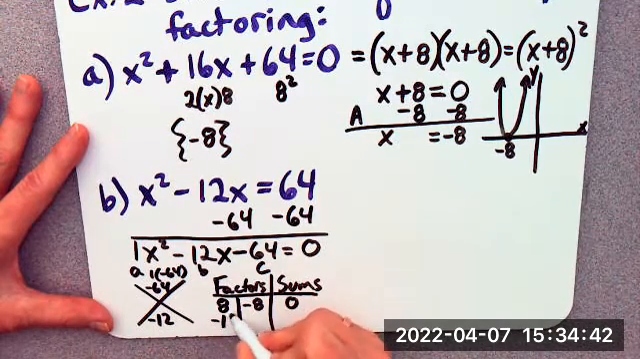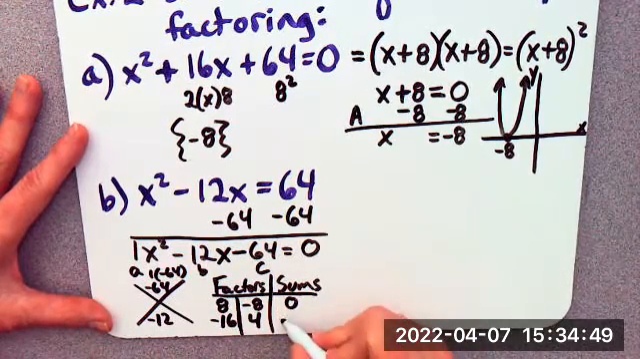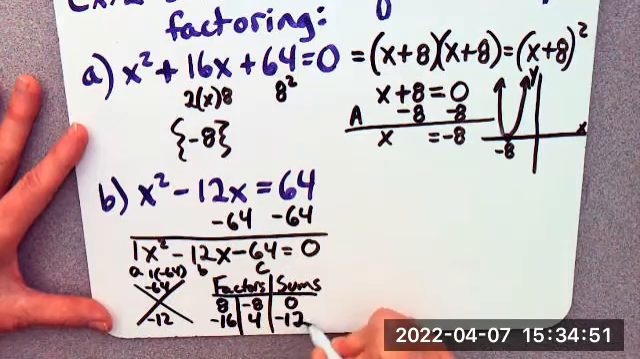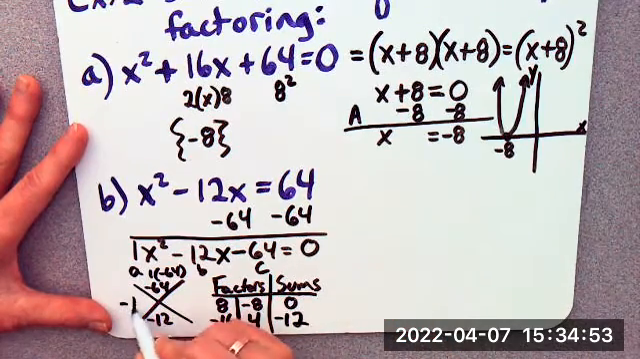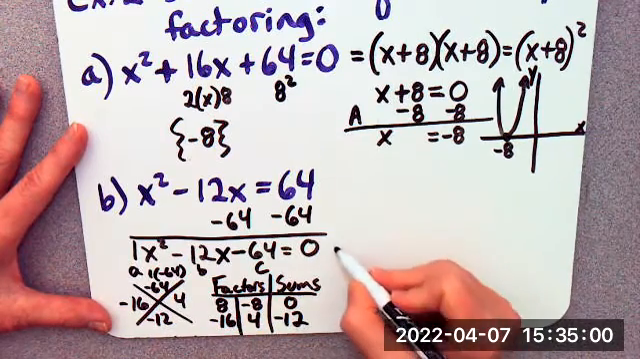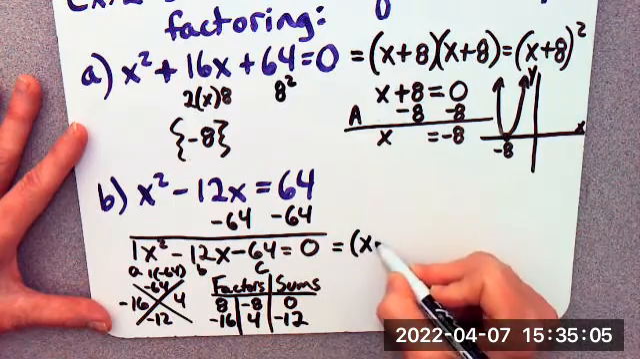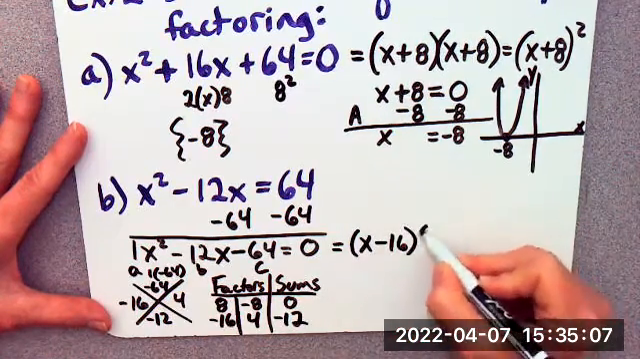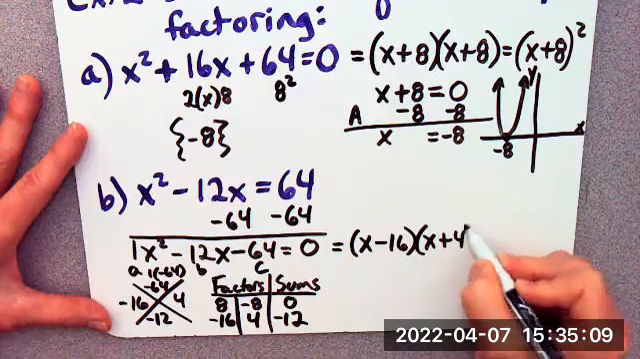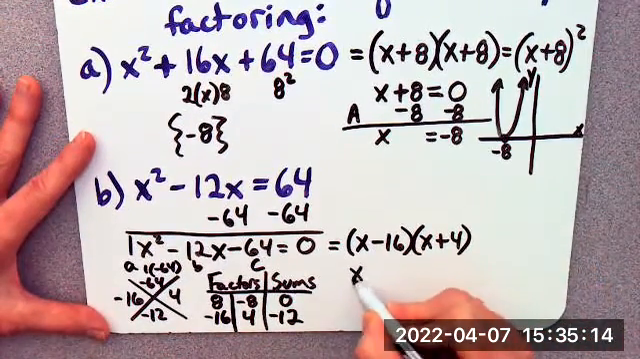So let's try -16 times +4 because that equals -64. So that does add up to -12. So we can put a -16 here and a 4 here. Because A is 1, we don't need to do the box. We can go straight from here and say, oh, this factors as x minus 16 times x plus 4. So now we can solve for two different zeros.